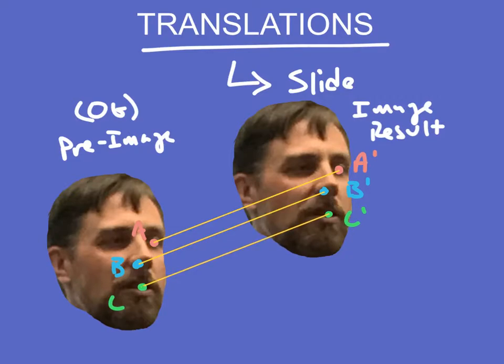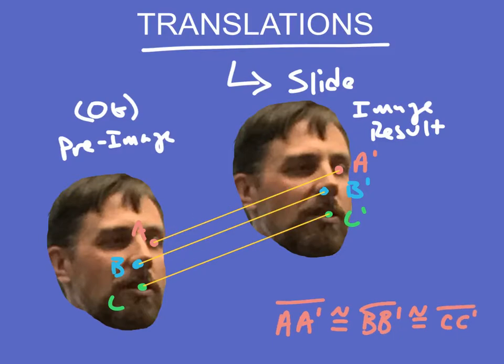And so one thing that I've realized about a translation is that I take one image and I move all those points over in the same direction from one another. So the distance from, say, A to A prime is going to be congruent to B to B prime, and that's going to be congruent to C to C prime. So the lines that connect all these are going to be the same.